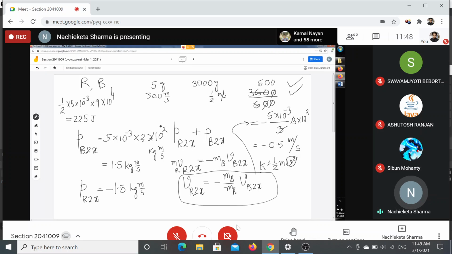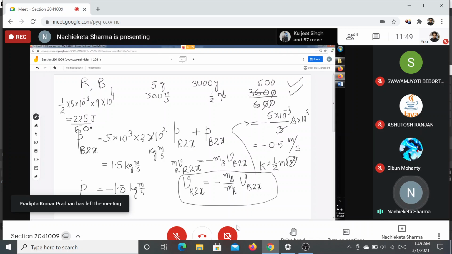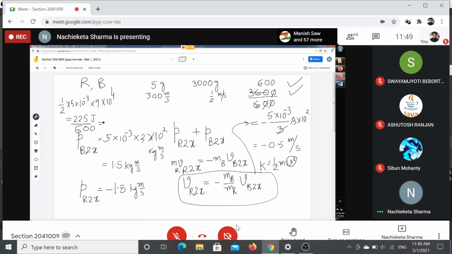The kinetic energy of the bullet must be 600 times more than the kinetic energy of the gun. So if I divide 225 by 600, I will get the kinetic energy. This calculation one can do very quickly in his mind. So 20 means 2.25, so this 20 is cancelled. Then finally you will get the energy by dividing 2.25 by 6.